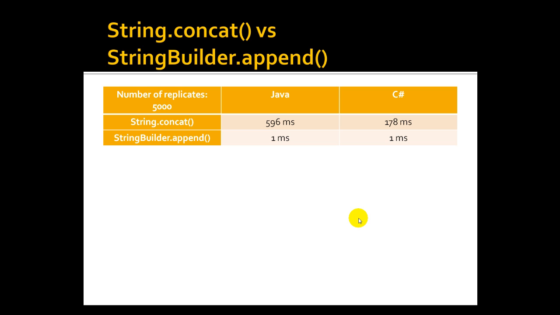And you can see the comparison table. String.concat took 596 milliseconds in Java, but it took only 178 milliseconds in C#. StringBuilder.append took only 1 millisecond in Java, and it took the same time in C# also. When we compare both, C# is more efficient than Java in both the methods.